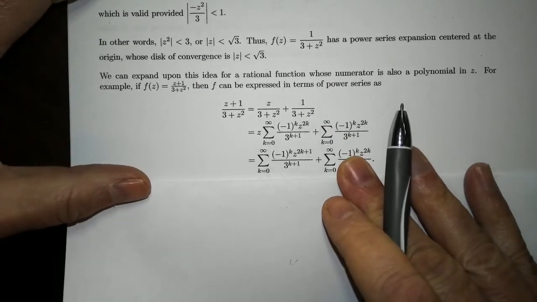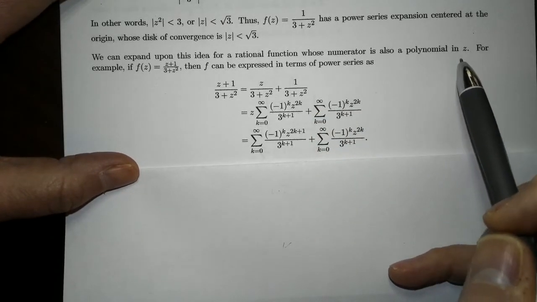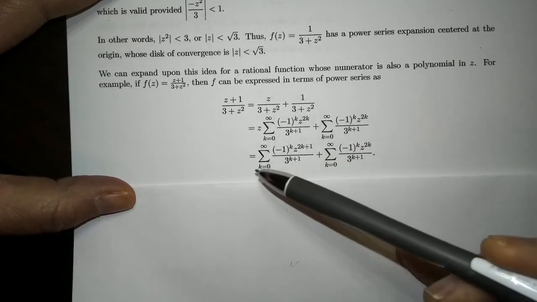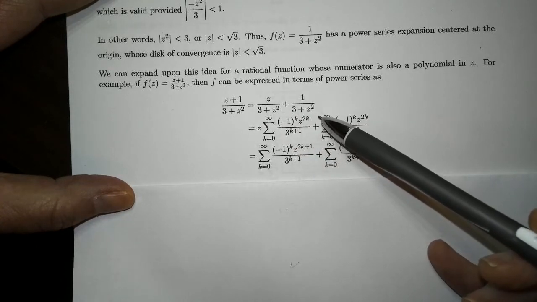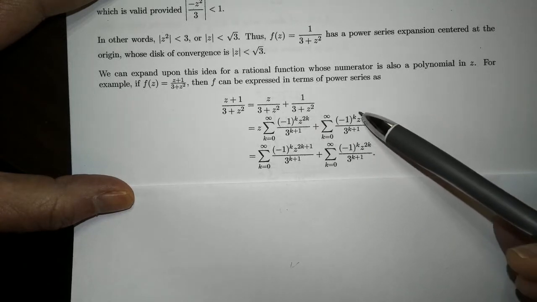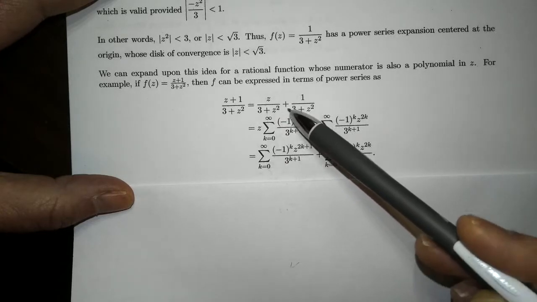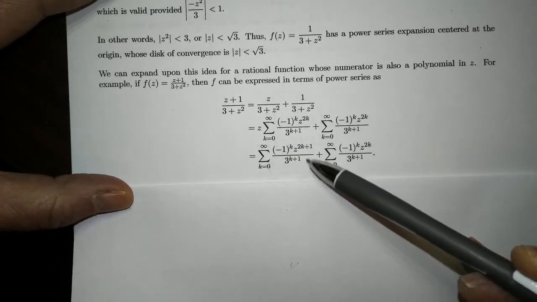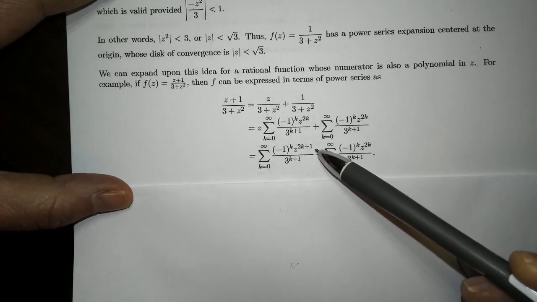Okay, now we can expand upon this idea for a rational function whose numerator is also a polynomial in z. So let's say we look at f of z equals z plus 1 over 3 plus z squared. So we could break this up as z over 3 plus z squared plus 1 over 3 plus z squared. We already expanded this as a power series centered at the origin. Here is our formula. We could factor a z out of this. We'd have z times 1 over 3 plus z squared, and we could replace 1 over 3 plus z squared with our power series expansion from above. And so what we would get is the following, because I could multiply z times z to the 2k to get z to the 2k plus 1.